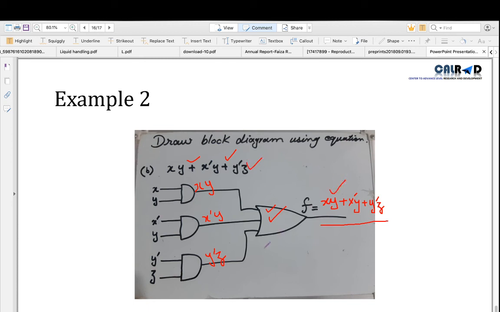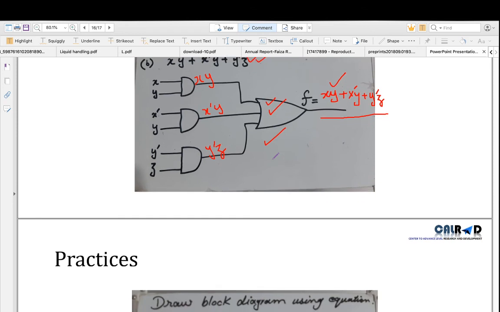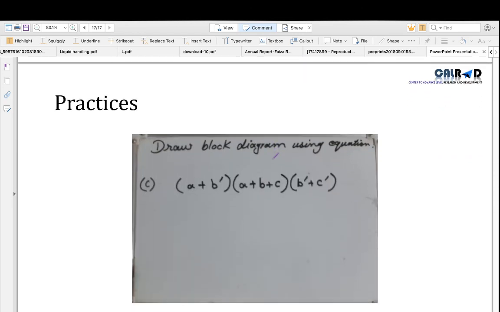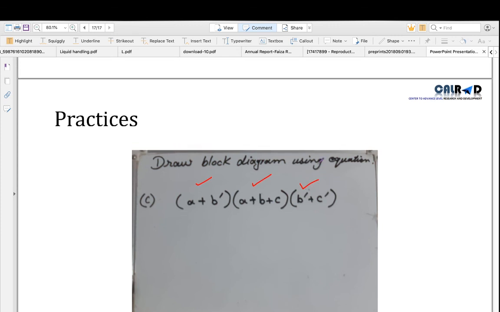So this means our block diagram is correct. If our final equation matches our given equation, this means our block diagram is correct. So let's move to the third one, that is a practice example. Same as before, you have to solve this on your own. Try to draw the block diagram yourself. When I provide the solution, match your solution with mine, and if you still do not understand anything, then you can contact me directly.